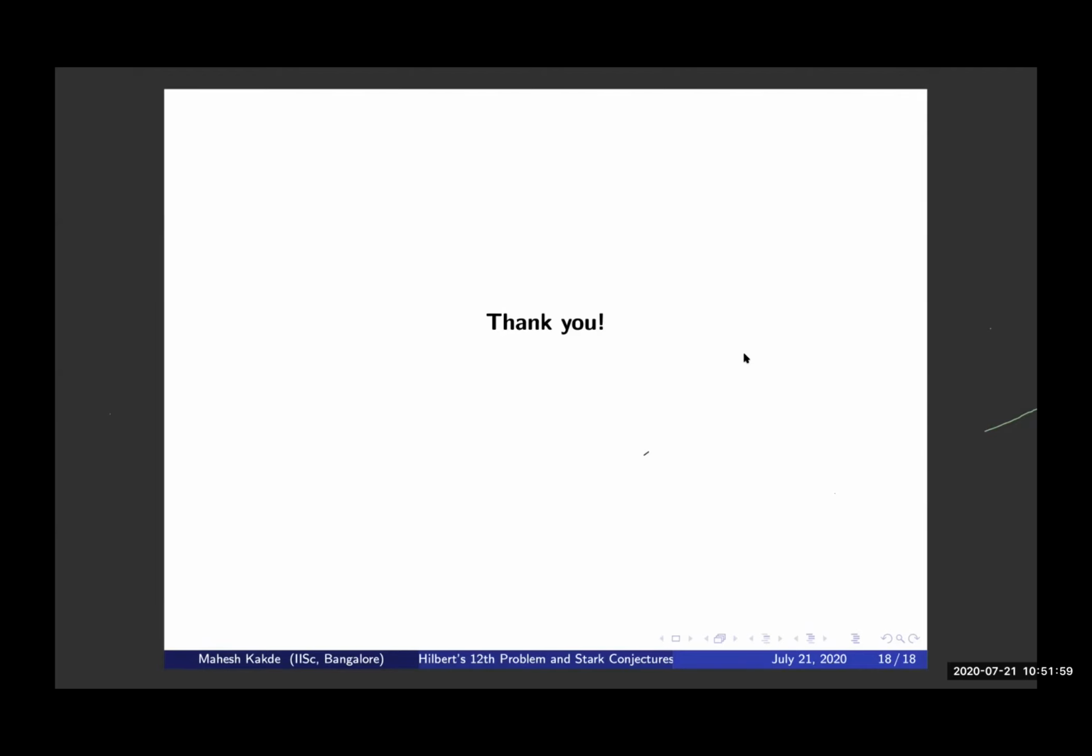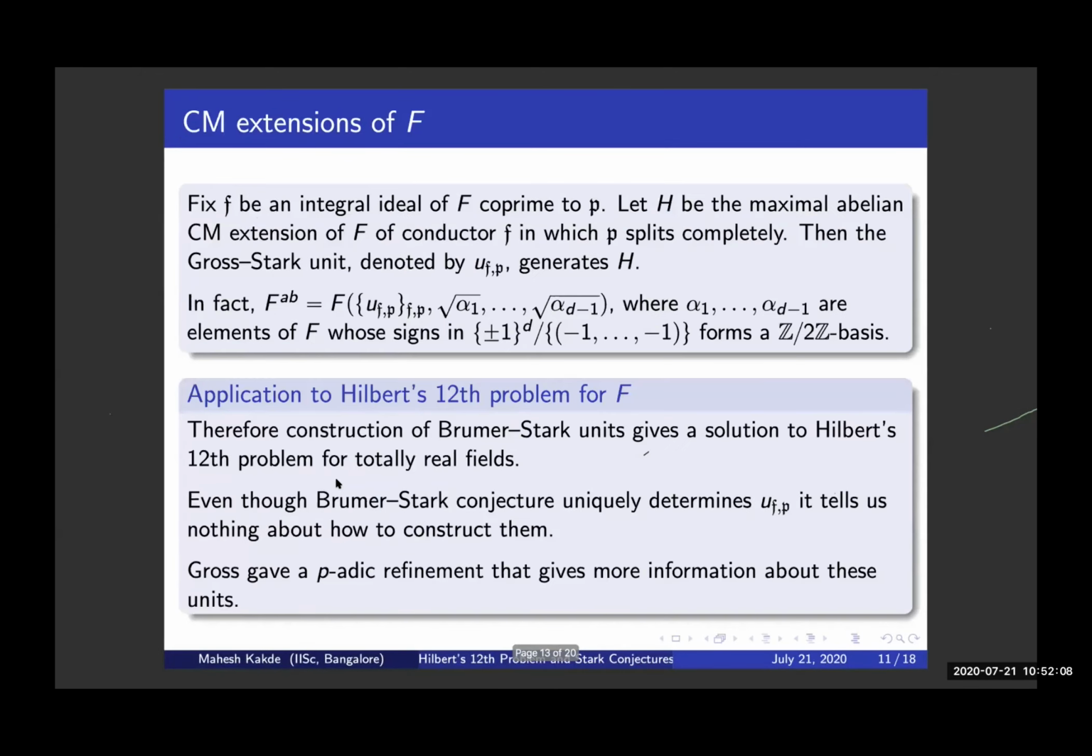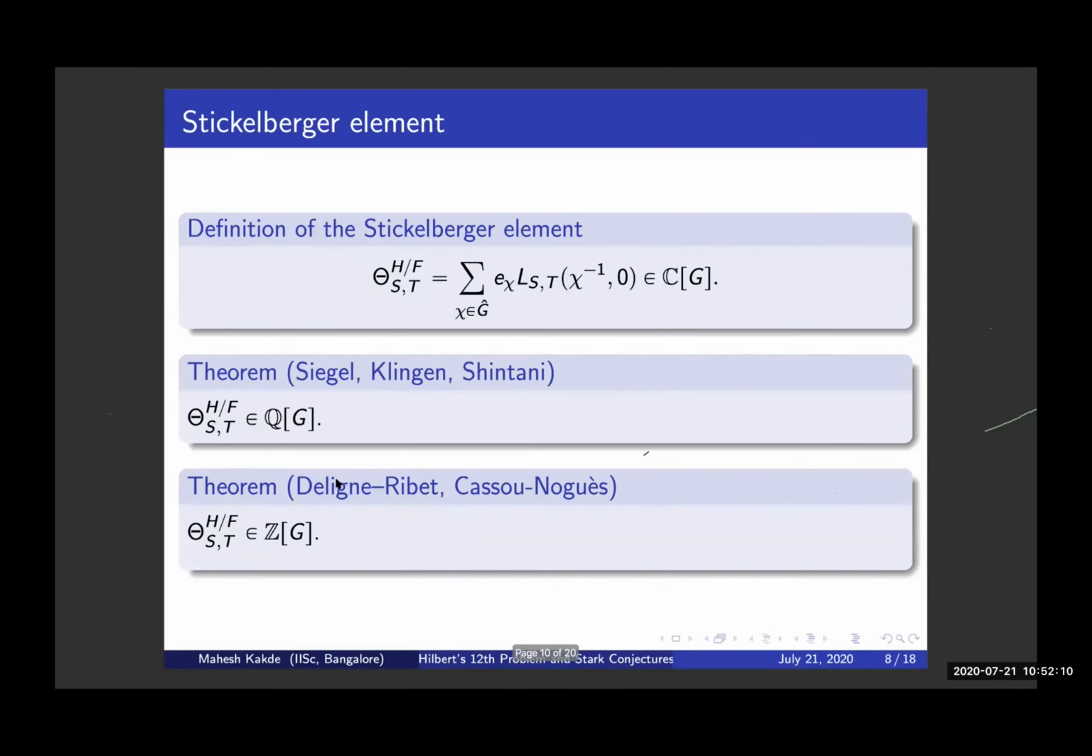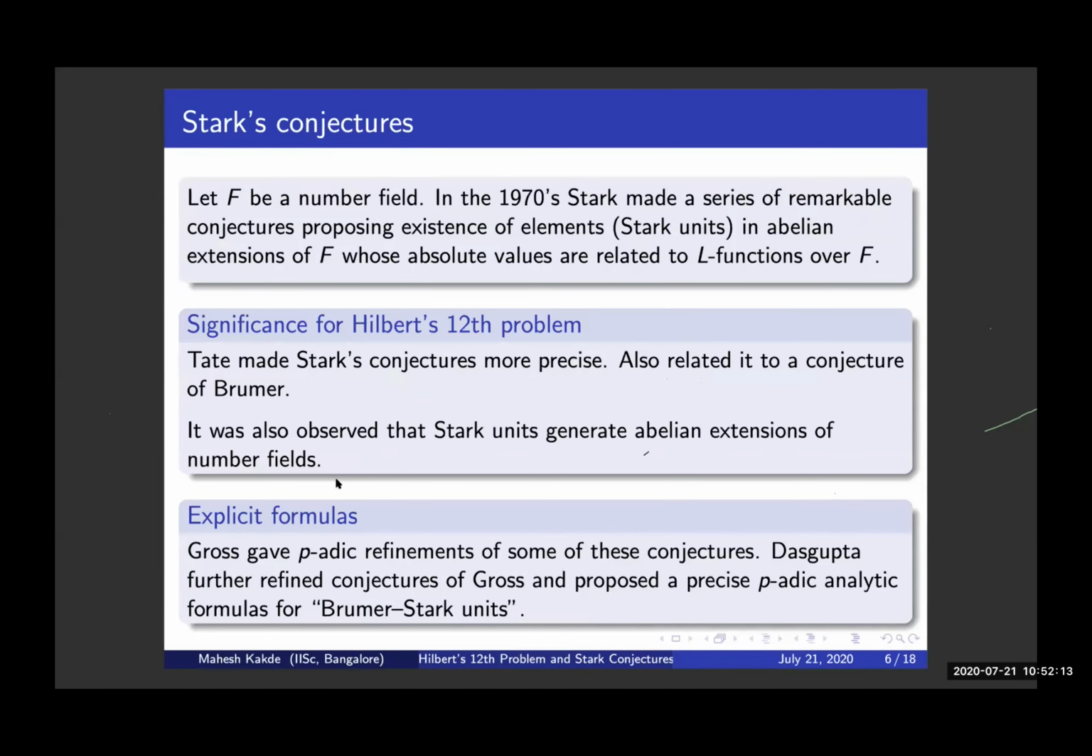So this goes back to very early stages of your talk, when you introduced the relevance of the Stark conjecture to Hilbert's 12th problem. You've probably answered my question, but I have maybe not been able to decode what you said. I'm talking about the Stark units, not the Brumer-Stark units, but the Stark units. The Stark units generate abelian extensions of number fields. But do we know what are the analytic functions of which the Stark units are values?